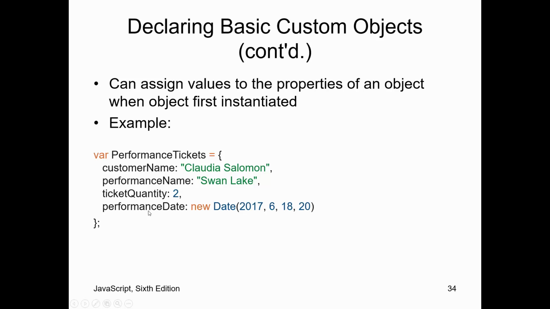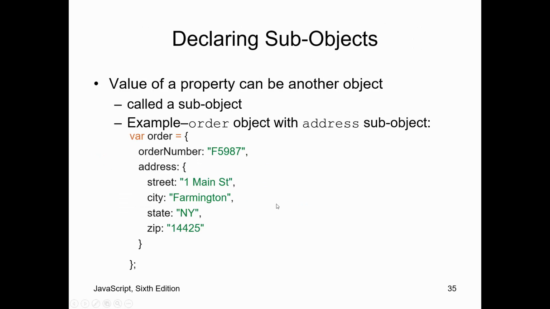And it's got a value that's called performance date, and its value is, I think, June 18th, 2017. I'm not sure what the 20 in there is, I don't remember. Might be 8 p.m., 2000 hours.